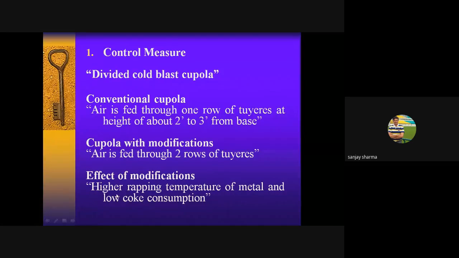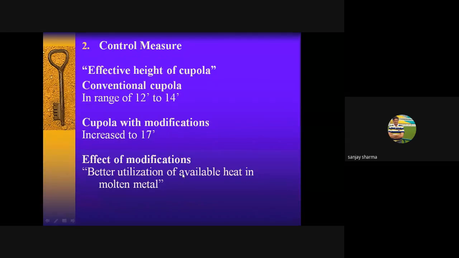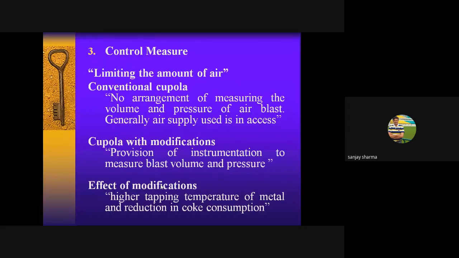So this resulted in higher melting temperature of the metal and low coke consumption. Control measures: the effective height of the system was increased from the conventional 12 to 14 feet to 17 feet. The effect was better utilization of available heat in the molten metal because of the greater volume. Then limiting the amount of air.